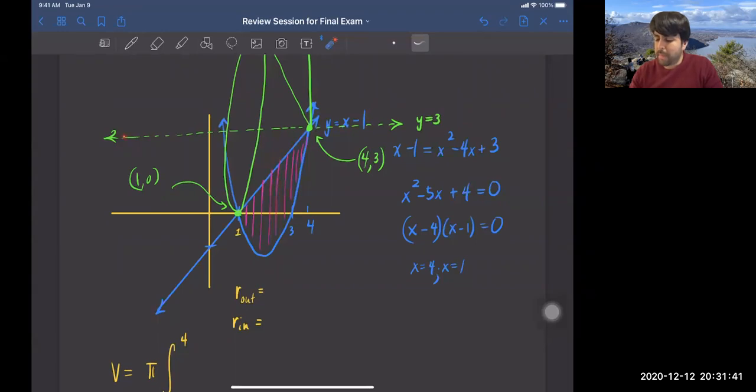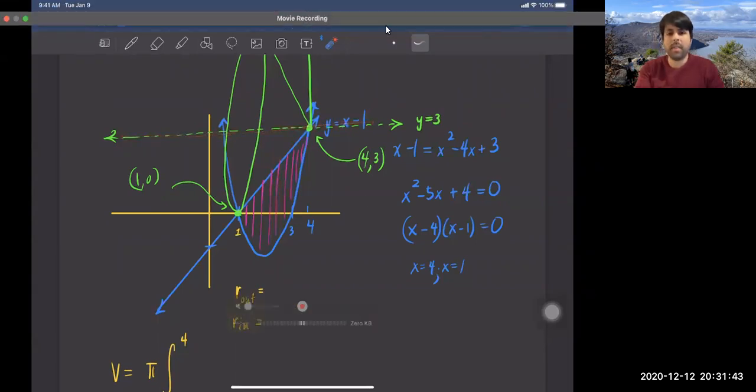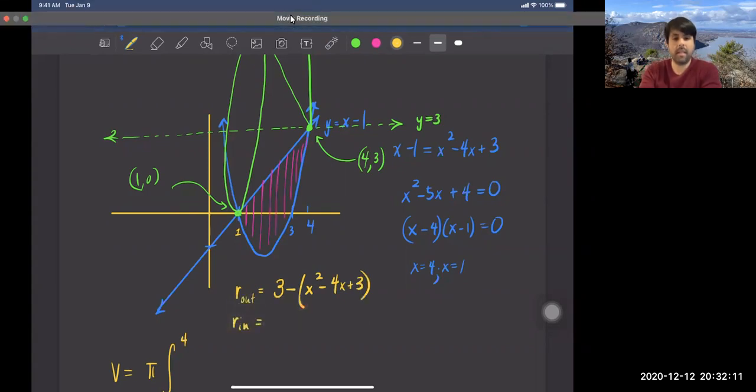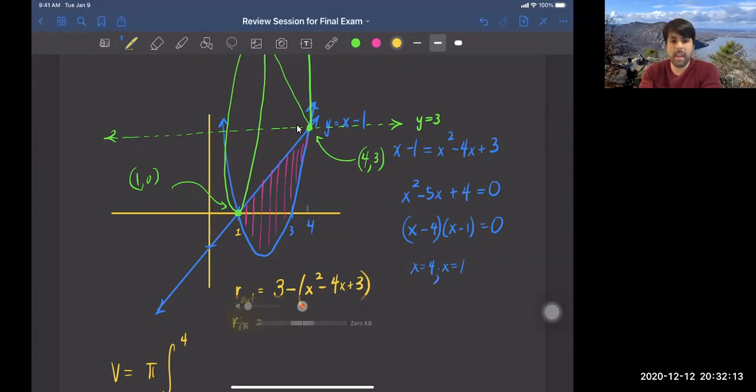Well, think about it. I have a constant function, 3. And then what's the difference between 3 and the lower function, x squared minus 4x plus 3? So that difference is going to be the distance. The distance is always a difference between the functions. So my outer function will be what? 3 minus parentheses x squared minus 4x plus 3. Do you guys see that? Do you guys see why that is?